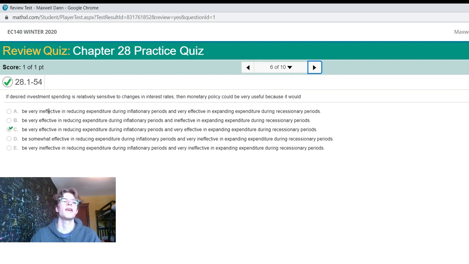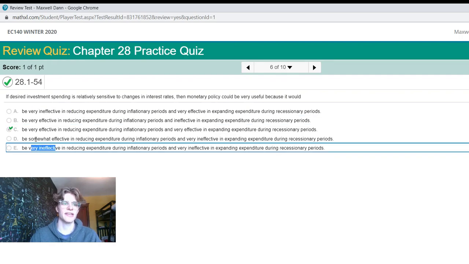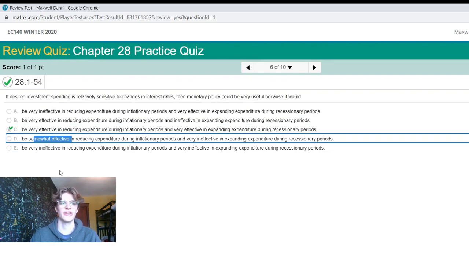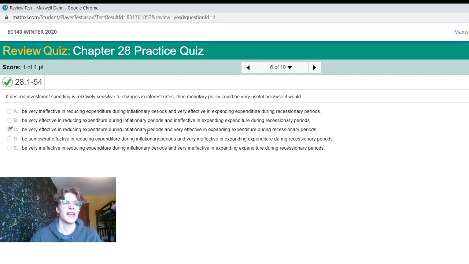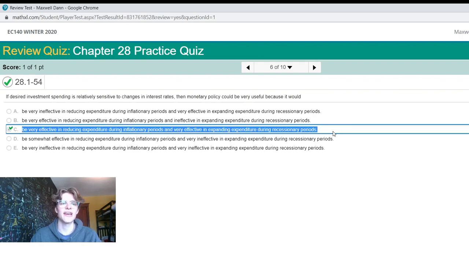Okay. If desired investment spending is relatively sensitive to changes in interest rates, then monetary policy would be very useful because it would. So this question, even without knowing the answer, you can probably get this right just based on the wording, right? It says it would be very useful. So if it's very useful, then we probably don't want it to be very ineffective, right? Or somewhat effective. So that only leaves B and C. And then again it says ineffective. This is the only one where it's effective. So that just makes the most sense, right?